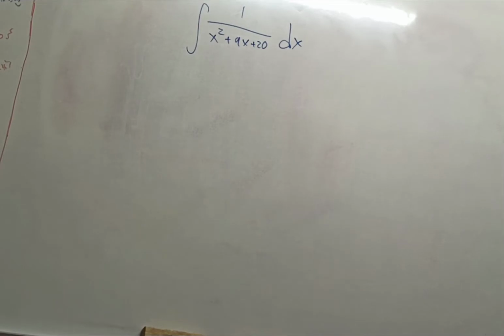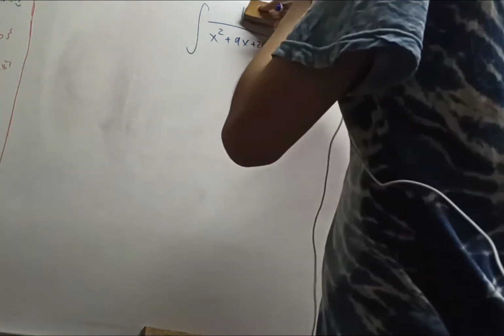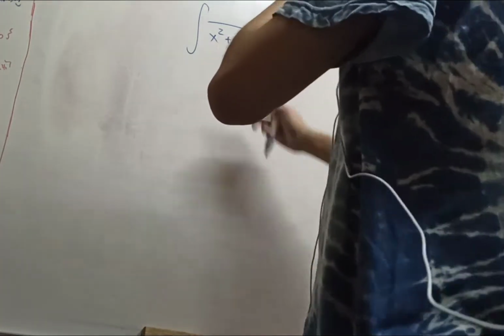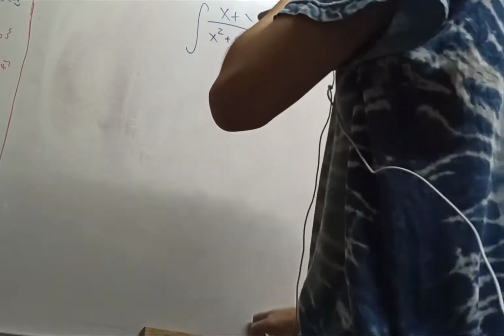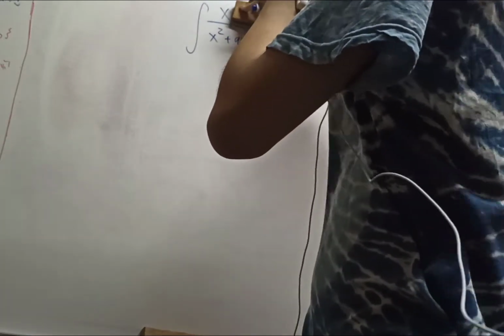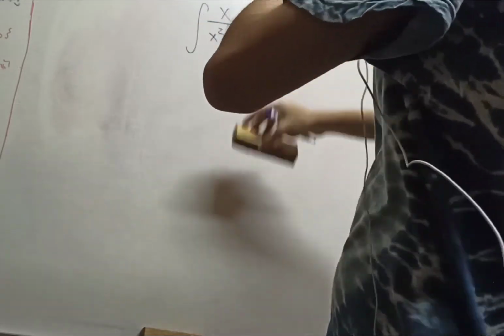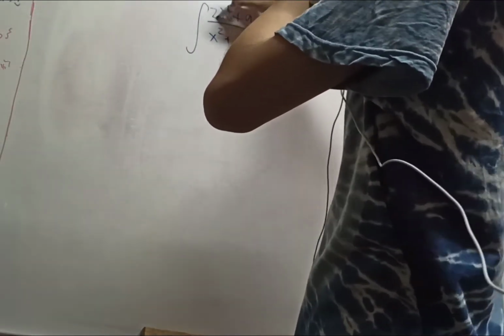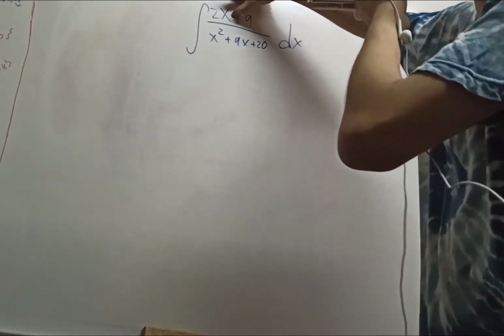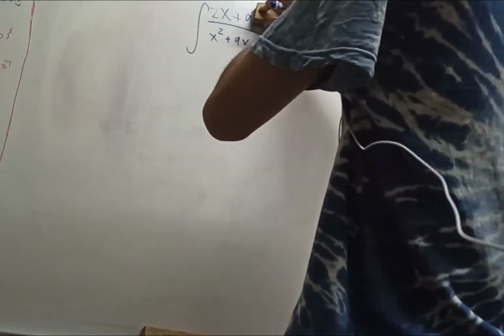How do we integrate this? It's actually quite hard because we cannot really use u sub. In order to use u sub, we must have this thing on top. If we have an x on top, then maybe we can use u sub, or if we have 2x plus 9 on top, I think we can use u sub.